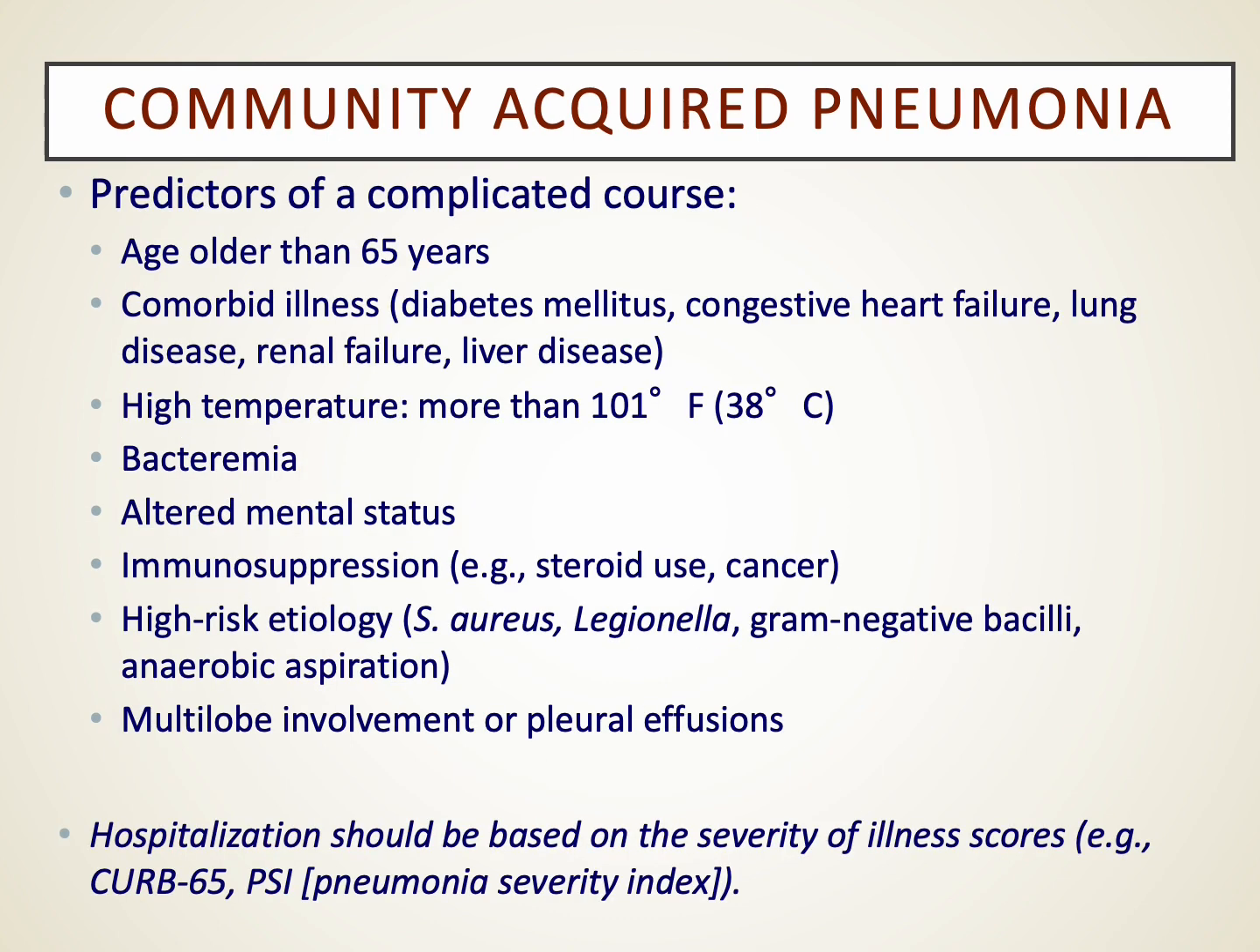What is going to be predictive of a more complicated course? Well, older patients are going to be more problematic. Comorbid states are going to be more problematic. Very high fevers, if they've had bacteremia, altered mental status, if they're immunosuppressed, or if they have other risk factors for other pathogens. For example, hospitalization means maybe their MRSA risk is greater, or if they've had aspiration, you're worried about oral anaerobes, those kinds of things. So we need to modify our approach based on the kind of patient that we're going to see.